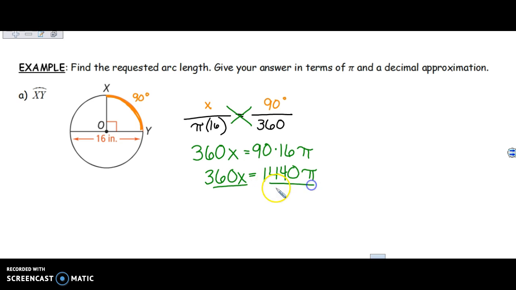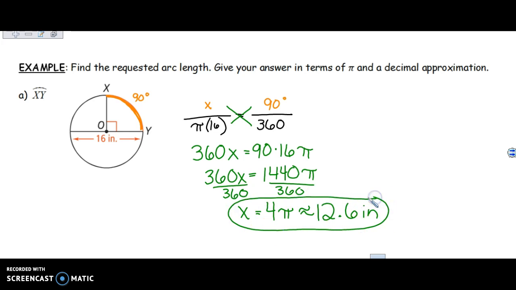Then we divide by 360, and I get x equals 4. Don't forget to put the pi there. That's very, very important. If you don't write the pi and you just write 4, that would be completely incorrect. It also wants the decimal approximation, so we type in 4 times pi, and rounding to the nearest tenth, I got 12.6. This is just inches, not square inches, because it's not area.